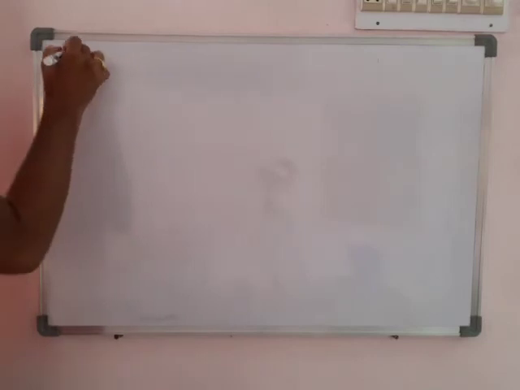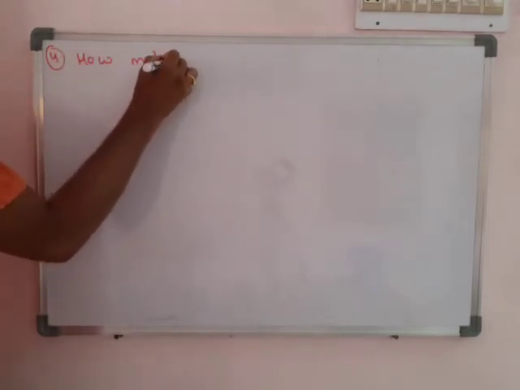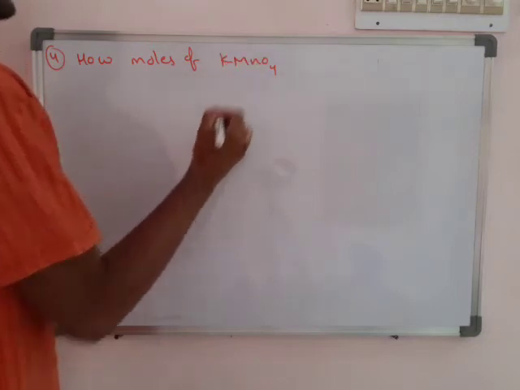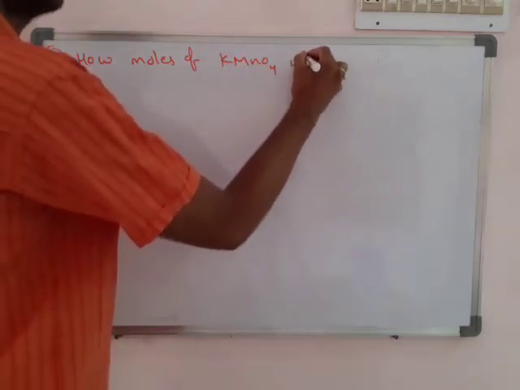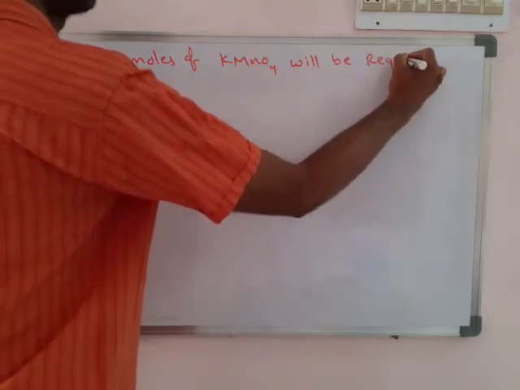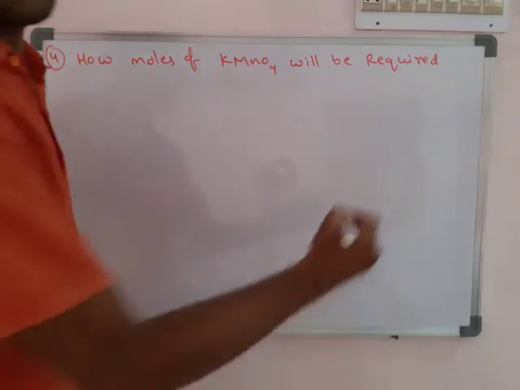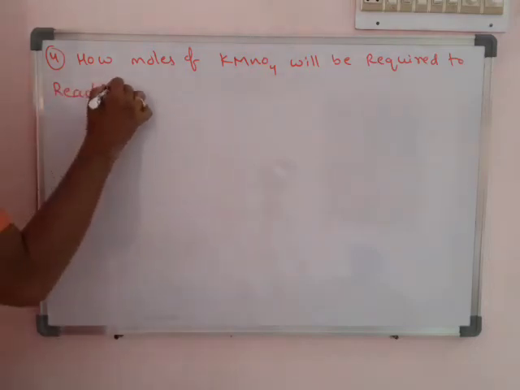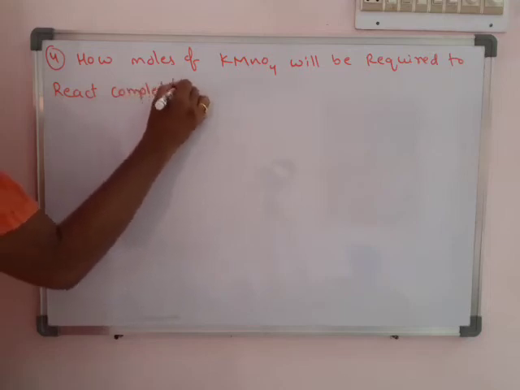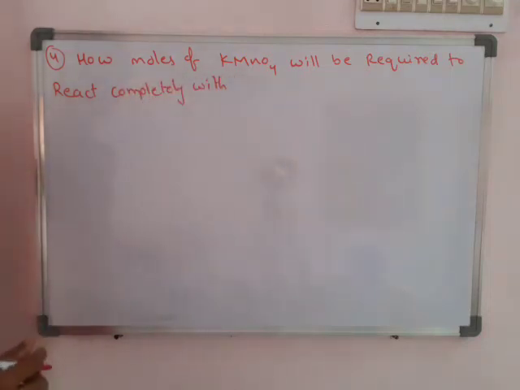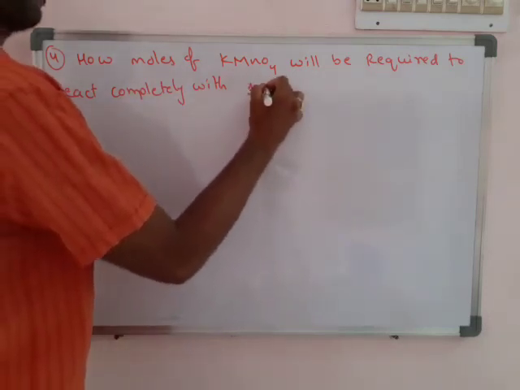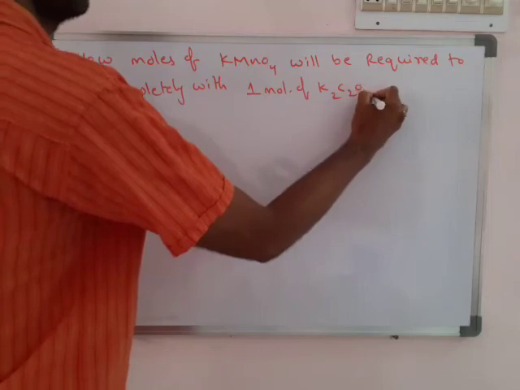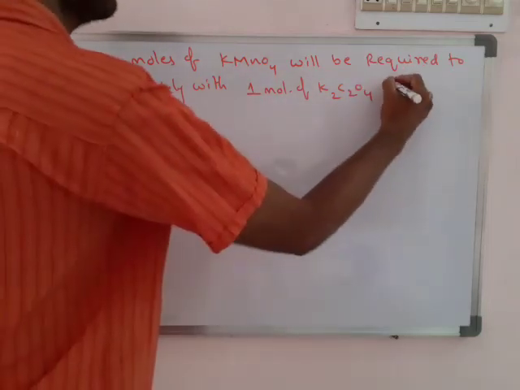The problem is given in terms of moles: how many moles of potassium permanganate will be required to react completely with 1 mole of potassium oxalate, again in acidic medium.